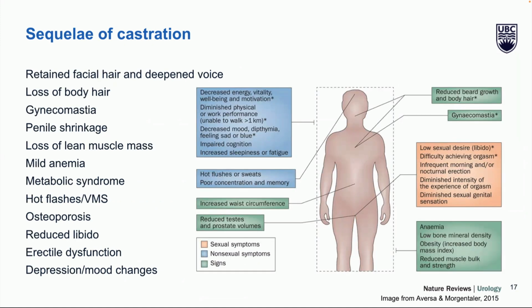The sequelae of castration in this population are somewhat well understood from other disease states, with early decreased levels of circulating testosterone, resulting in loss of libido, fatigue, hot flushes, or vasomotor symptoms. And then the longer term symptoms or changes that we're seeing are usually gynecomastia, bone demineralization, penile shrinkage, anemia, metabolic syndrome, and muscle wasting and mood changes.